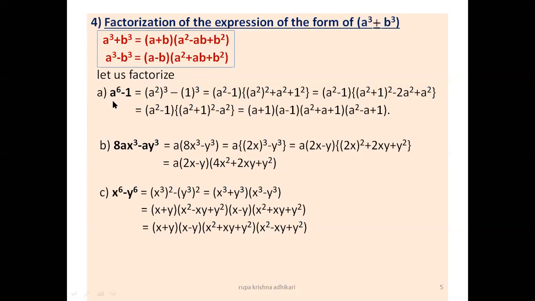Let us go for example. Example will help you to get a clear concept. So, first example, a to the power 6 minus 1. Only 1, anything raised to 1 is 1 itself. So you can write here a to the power 6 minus 1 to the power 3, 1 to the power 6, 1 to the power 2, or anything. Anything raised to 1 is 1 itself. And according to the situation, according to your wanting, you can write.